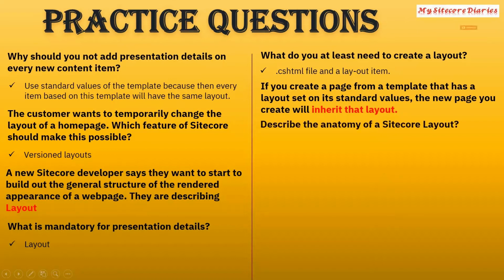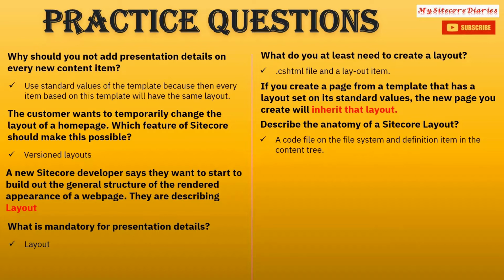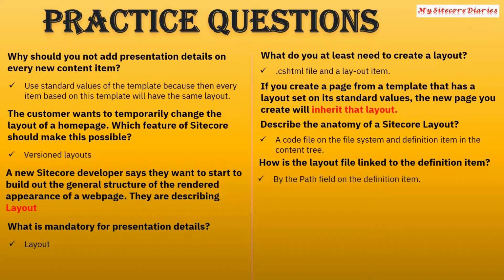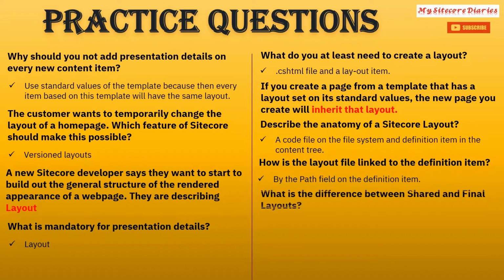Describe the anatomy of a Sitecore layout. A code file on the file system and the definition item in the content tree. So what is a Sitecore layout? Basically an HTML file and the layout definition. How is the layout file linked to the definition item? By the path field of the definition item. In the definition item, we provide the path which links to the layout file.